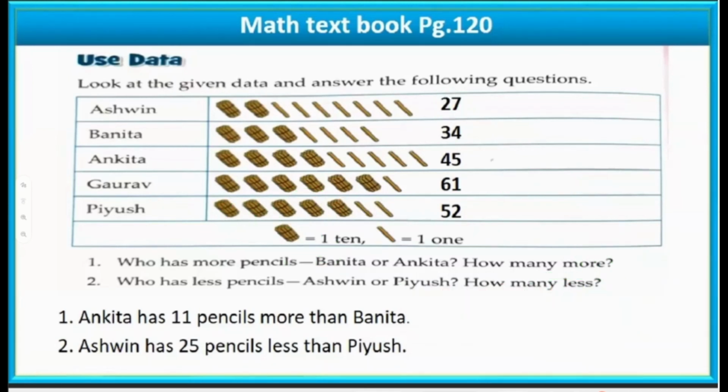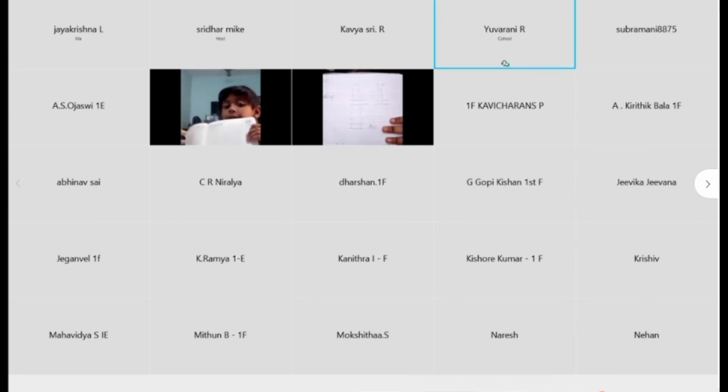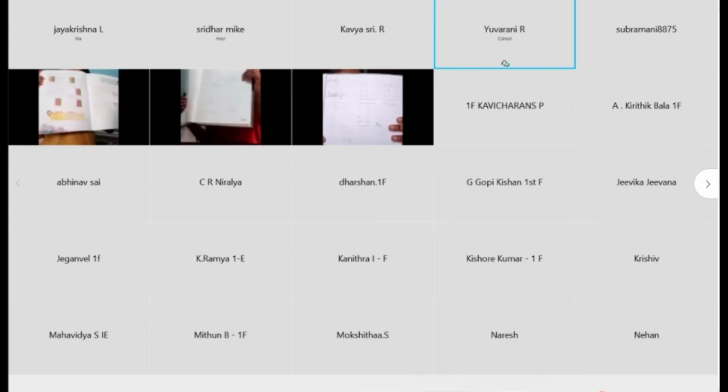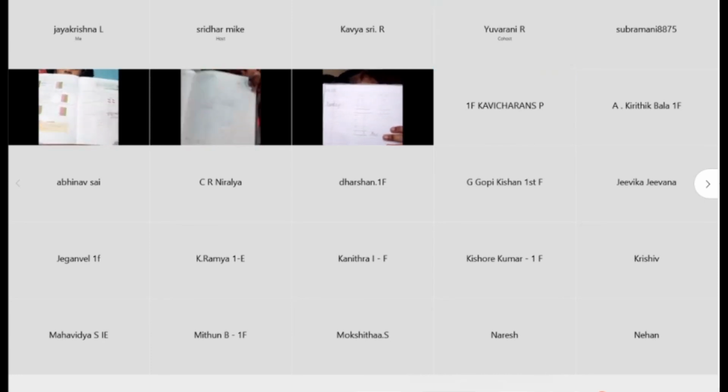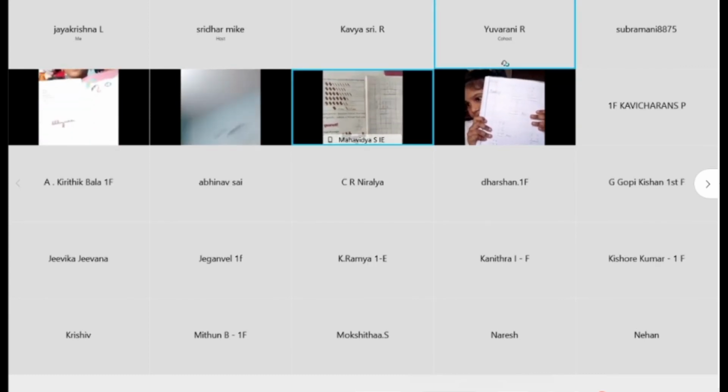Now I want my children to open their textbook and workbook exercises, turn on your video and show. Whoever has done the work in rough work can open the note and show us. Meenakshi, yes, superb. Satvika, yes, very good, superb. Ojishwi, yes, showing the textbook, very good, dear. Mahavidya, yes, very good, dear, superb.